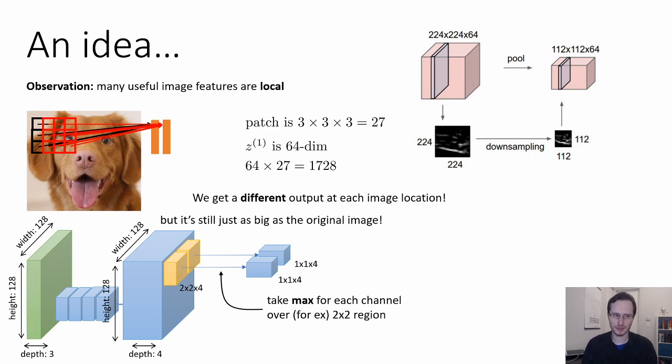Why do we do max? Well, intuitively, if the activations in this map represent the degree to which that feature is present, it makes sense that we would ask, let's just evaluate the presence of that feature in that region by taking the maximum activation. So if you want to know if there is a horizontal edge in the top left of the image, you just look at a few of the activations in the top left and see if any of them have a horizontal edge. And that's what the max pooling does.